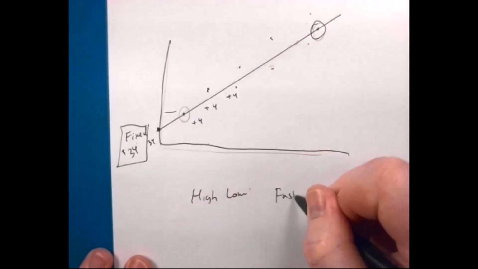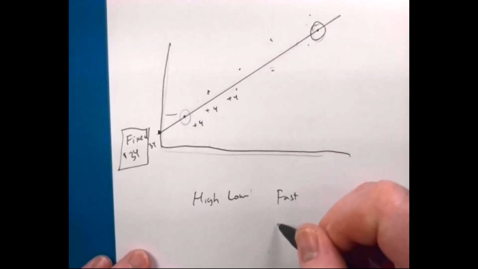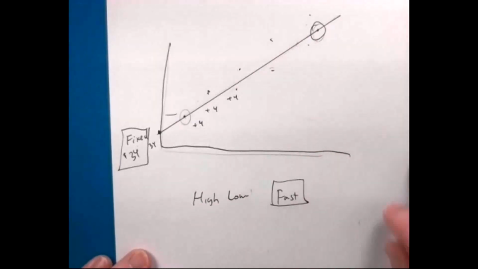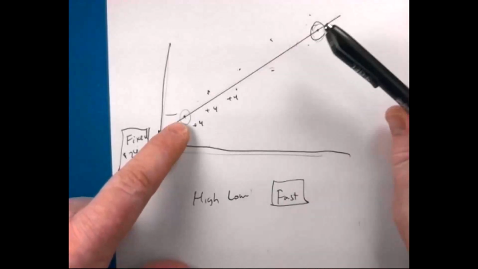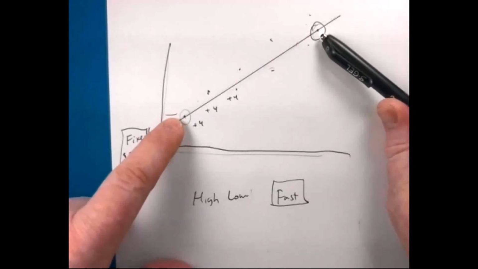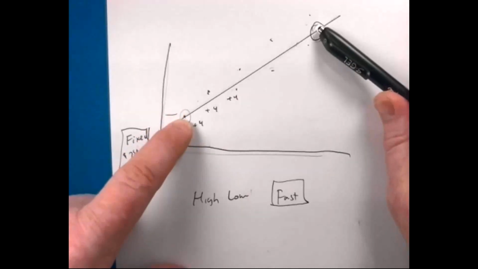It's fast, because you just have to find the highest and the lowest, and you can go. You can do it. There are some problems with it, though, a few things. First of all, a lot of times the highest and the lowest are not the best ones to use. Sometimes the lowest ones are kind of crazy, and the highest ones are kind of crazy.